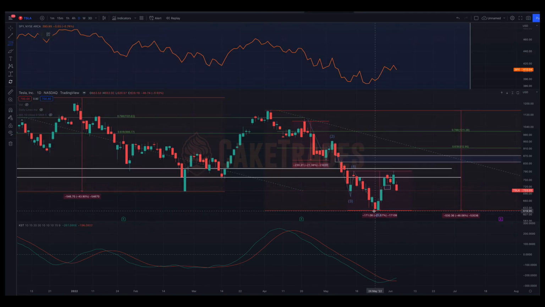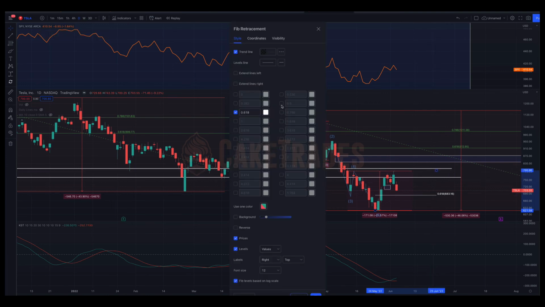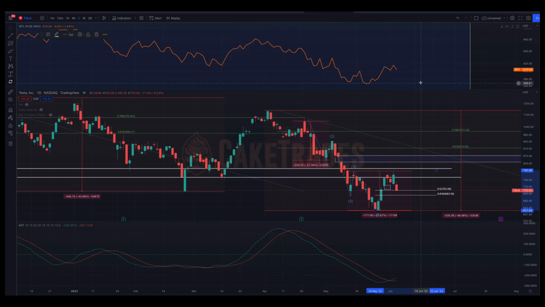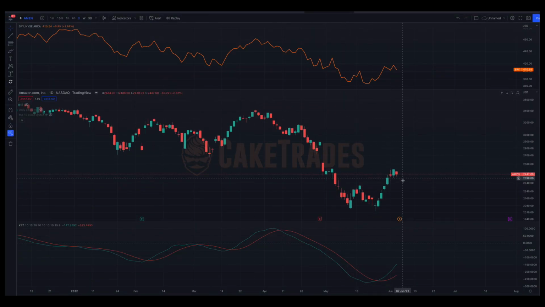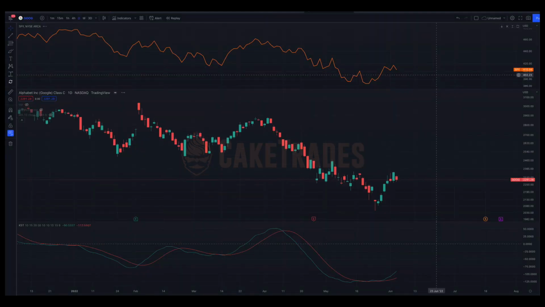If I was to do a quick fib, sorry for the mess here, guys, maybe we get down to 683. Was this a half? Yeah. Retrace 50% of that move, so that's not uncommon. So Tesla doesn't look great. Amazon, that looks toppy. That's not great. There's a lot of gaps there.